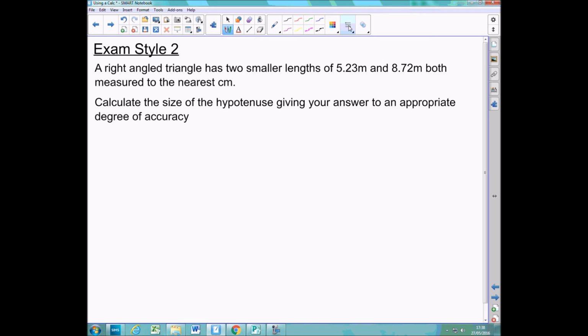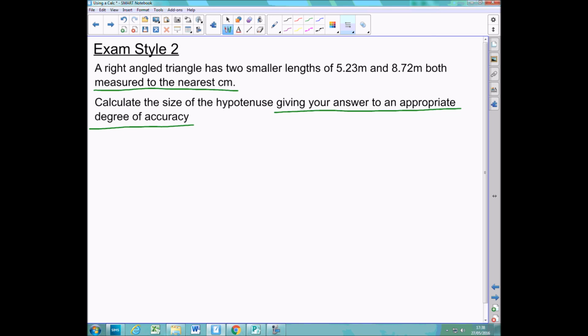Okay, so firstly, reading this question really carefully, I can see I've got a right angle triangle with two smaller lengths of 5.23 meters and 8.72 meters, both measured to the nearest centimeter. And I'm asked to calculate the size of the hypotenuse, giving my answer to an appropriate degree of accuracy. Now, this is the bit that actually throws people mainly. It's when it says giving your answer to an appropriate degree of accuracy. So what we're going to do is answer the question, and then I'm going to explain what this means in a moment.